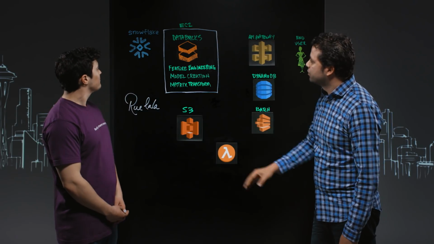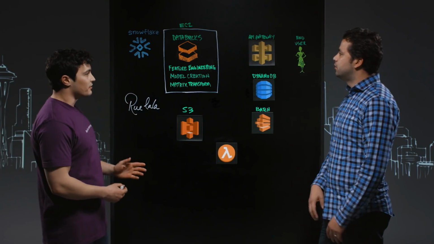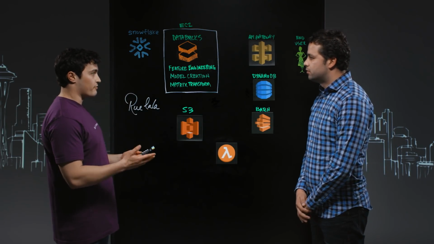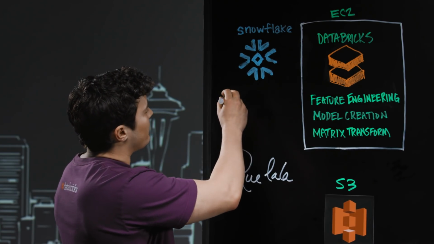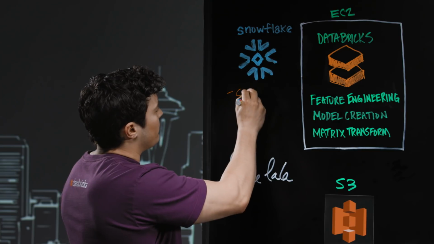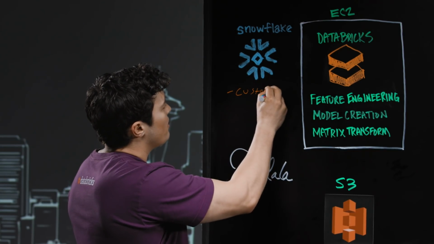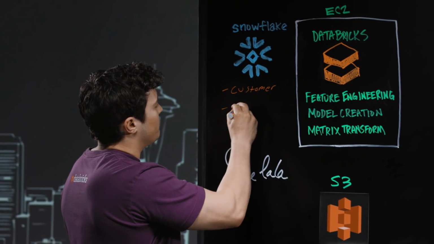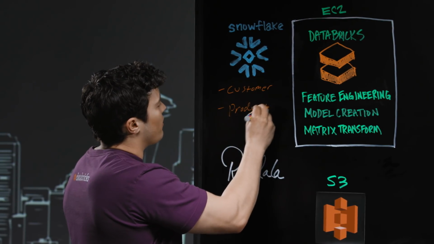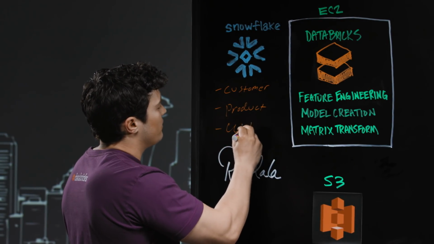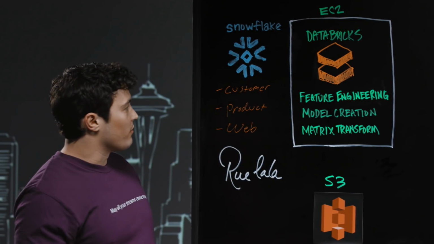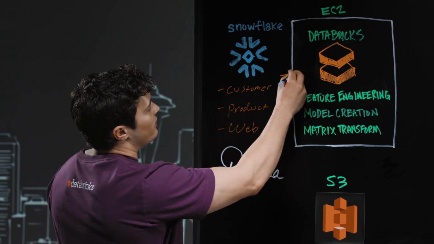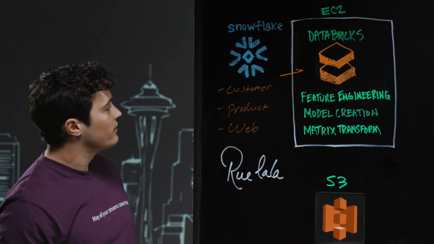I see Snowflake over here. Is that where we want to start? Yeah, absolutely. So Raul is a fashion retailer that specializes in flash sales. So the Snowflake database contains customer data. It has the product data. And it also contains web data. They're going to use that data to develop the recommendation engine on Databricks. So their first activity is to pump the data to Databricks.